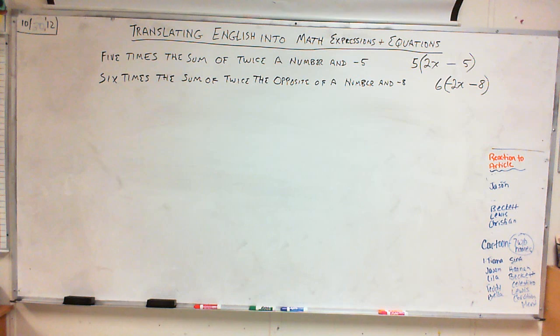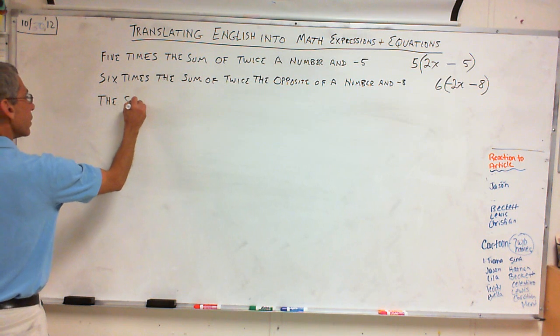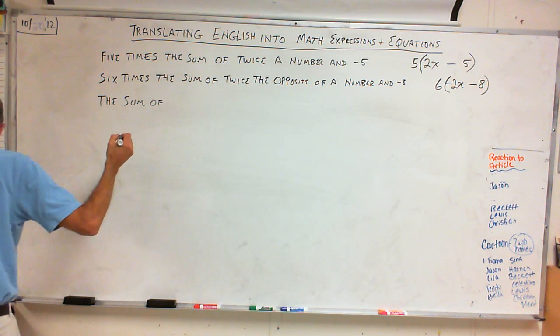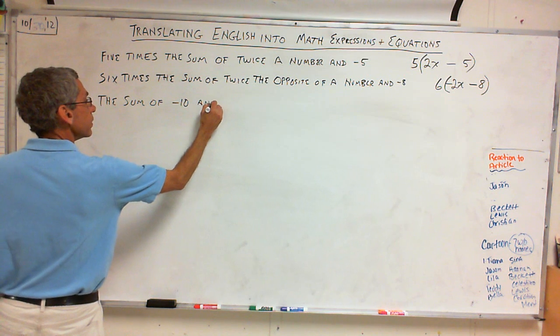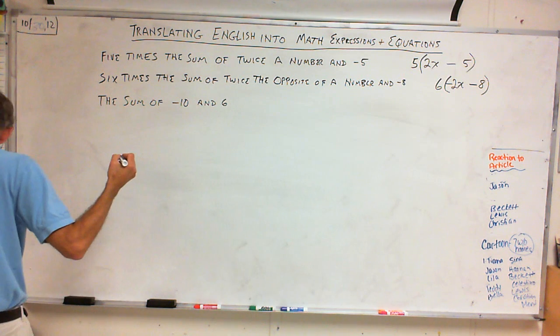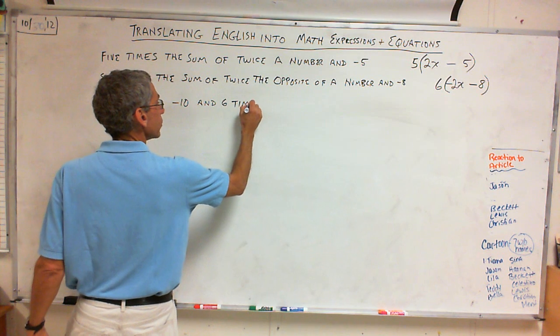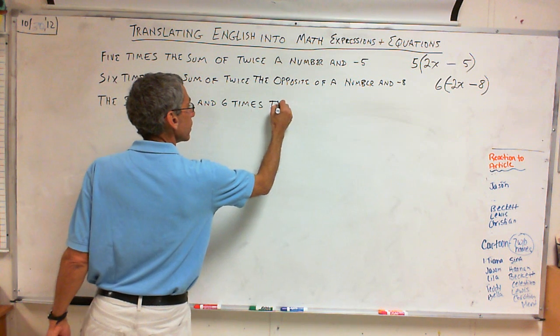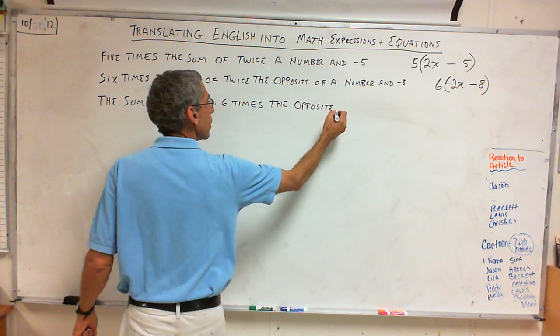Let me see if there's any others. Okay, try one more. The sum of negative 10 and 6 times the opposite of a number.